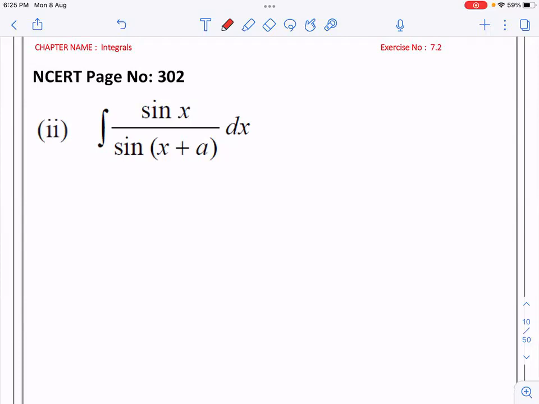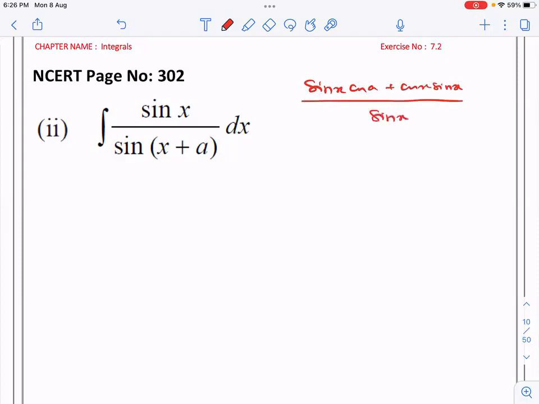Second, eliminate the denominator. So there is a problem with the denominator. My job is to eliminate it. Okay, but how do I do it? If I expand sin(x + a) that is in the denominator, I have no advantage out of it. Why? Because if I expand it, I'll get sin x cos a plus cos x sin a. Had it been divided by sin x, then it makes sense because sin x will eliminate.